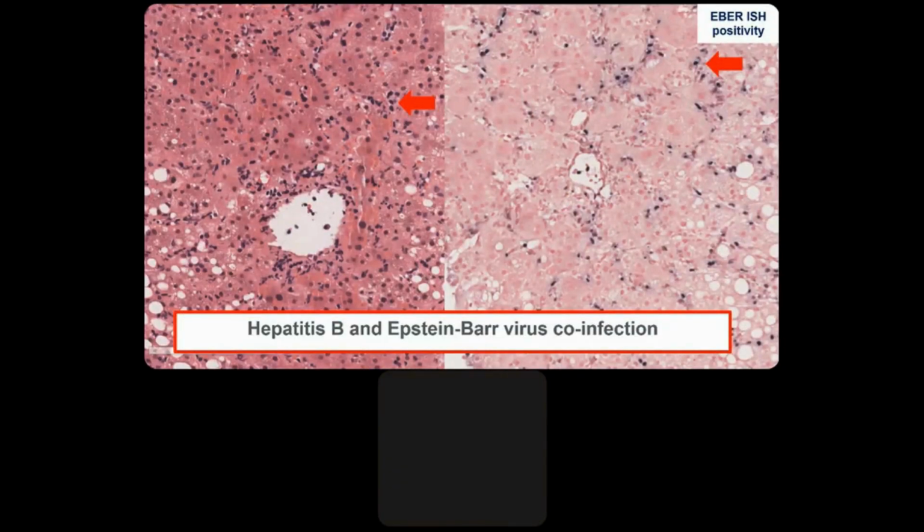And because of the sinusoidal lymphocytosis, in situ hybridization for Epstein-Barr virus encoding region was also performed here and was positive in scattered lymphocytes. And so taken together, the biopsy confirms that this is actually a hepatitis due to hepatitis B and Epstein-Barr virus co-infection. So this is a nice case that serves as a reminder that multiple viral etiologies can rarely coexist in cases of hepatitis.